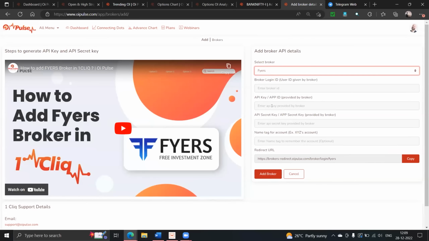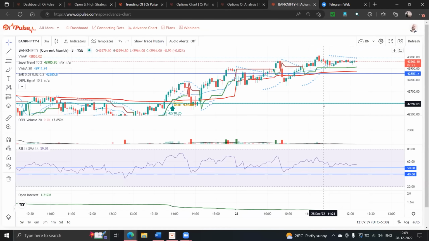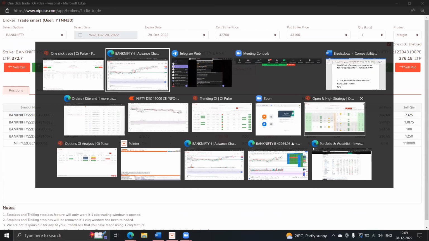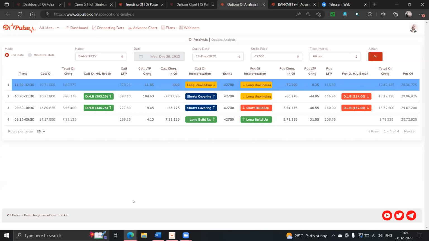Another thing, once you generate a secret key and a token key, do not keep shuffling between your broker terminal and this. Don't try to take a position there and then come and see it. Then we can't help you much. So rely on this and then use it. Use the broker terminal only if for some reason the OI Pulse goes down or something happens. In that scenario, I want you to use it, but otherwise, try to use this one.